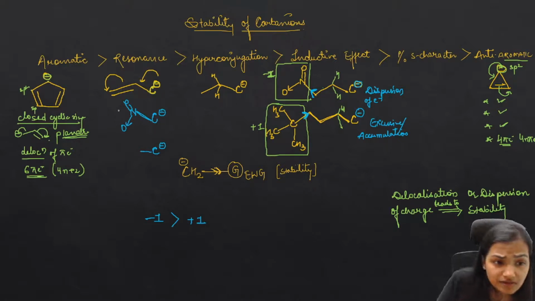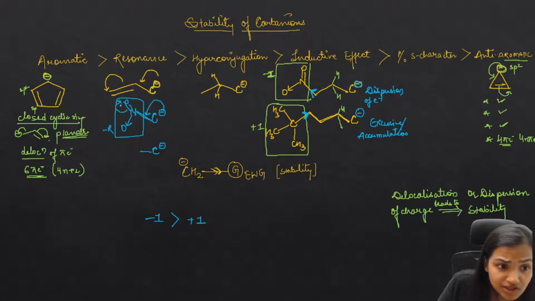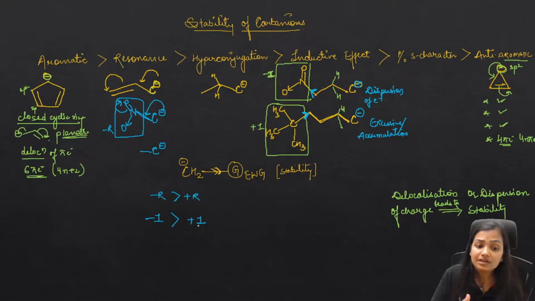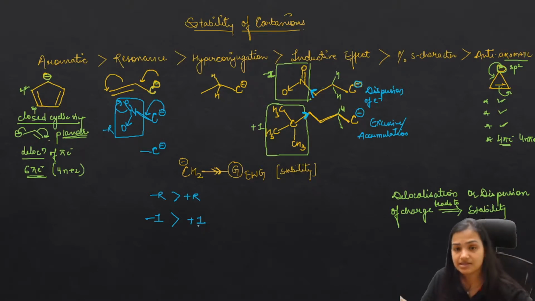Okay, so any group which is minus R in nature, only then is there a delocalization of charge. This will lead to stability. So minus R increases the stability rather than plus R. Minus I increases the stability rather than plus I, because they will delocalize or disperse the electron. This is the reason.